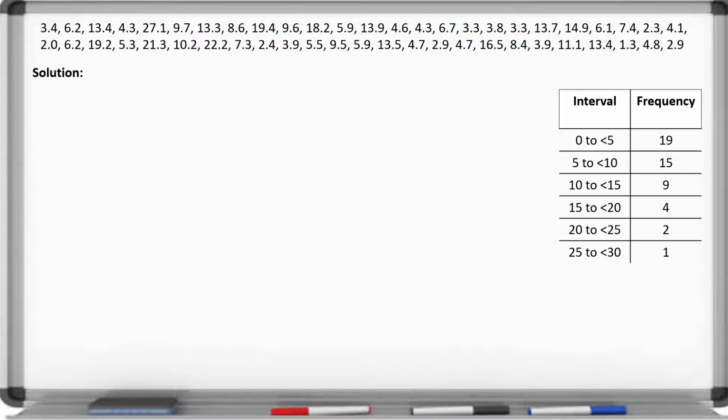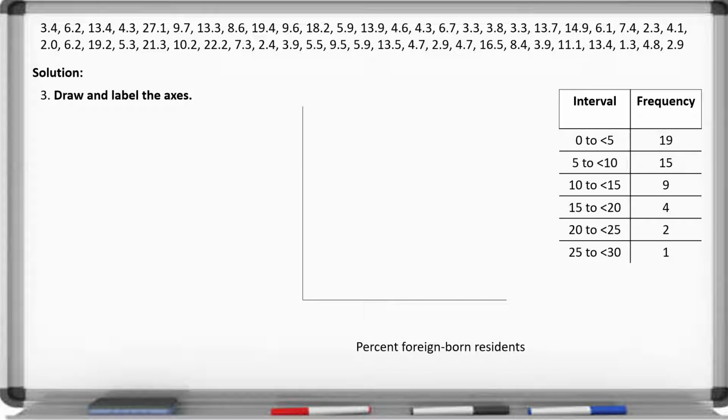Alright, so I went ahead and re-summarized and put that frequency table on the right side. So next we want to draw and label the axes. So we have the vertical and horizontal axis. Again, we got to label it. So the x-axis, we're going to label percent foreign-born residents. On the y-axis is the number of states, which is the frequency.